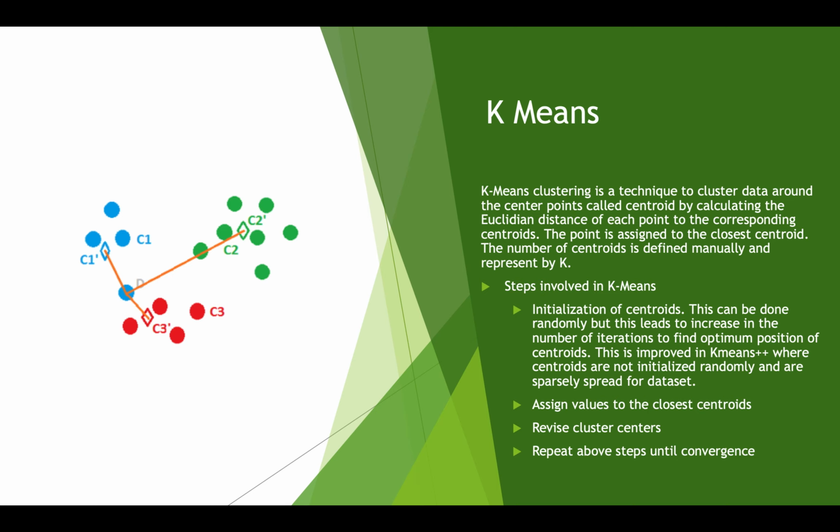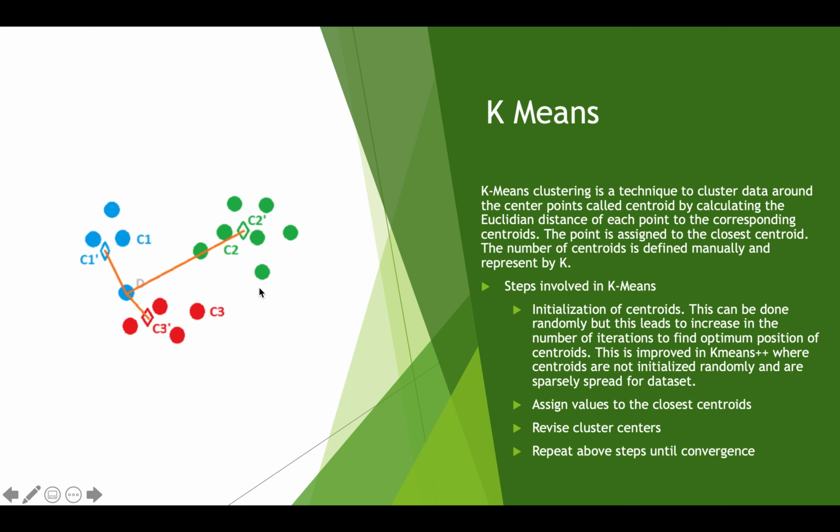The second step, after initialization, is to assign values to the closest centroid. Then revise cluster centers and repeat the above steps until convergence. The important thing is, what is convergence? When we are assigning data points to the centroids, we have an initial set of centroids and each data point is assigned to those centroids, but that centroid can be at an optimal position or at a non-optimal position. So the algorithm, based on the density of the data, generates a new centroid position.